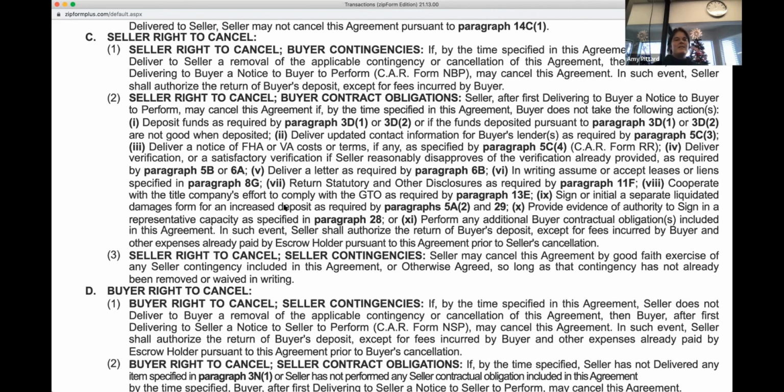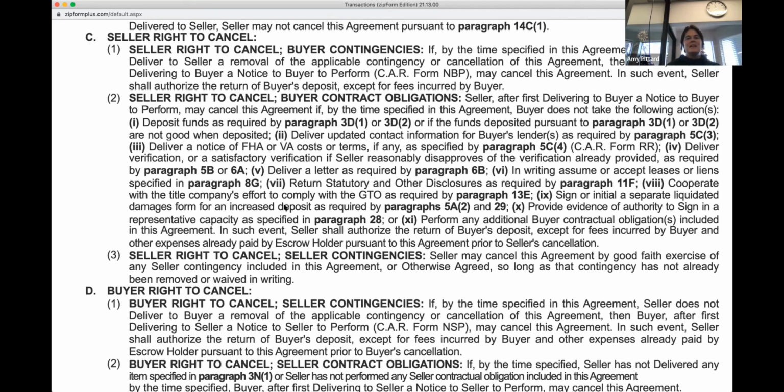Seller's right to cancel buyer contract obligations. Seller, after first delivering to buyer a notice to buyer to perform, may cancel this agreement if by the time specified in this agreement, buyer does not take the following action or actions. Deposit funds as required by paragraph 3D1 or 3D2, or if the funds deposited pursuant to paragraph 3D1 or 3D2 are not good when deposited.